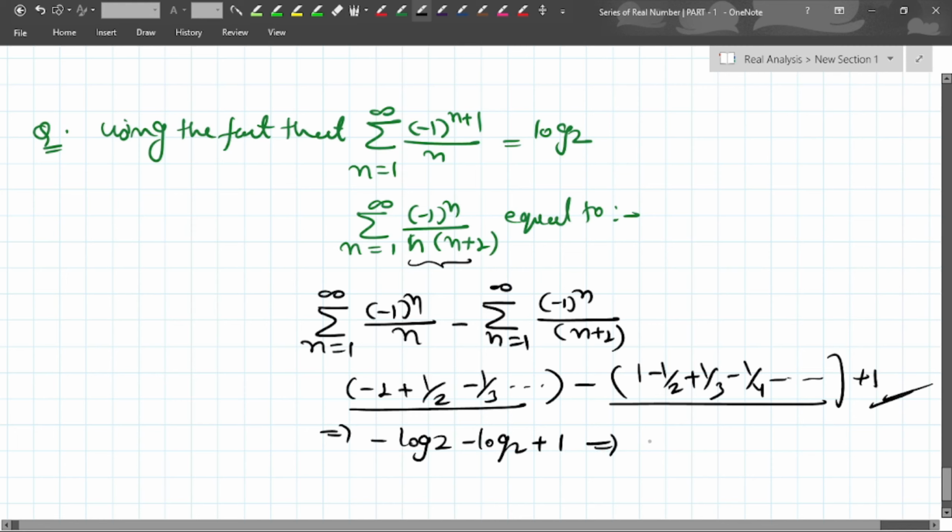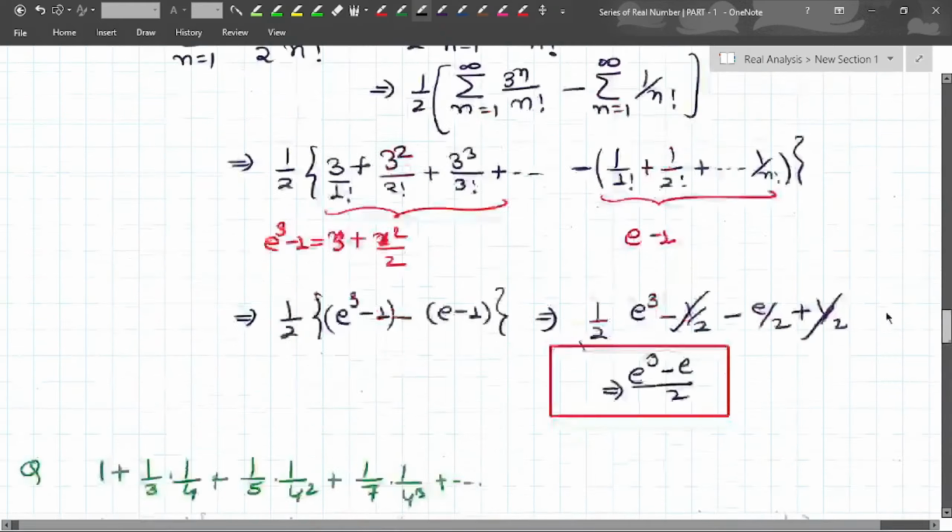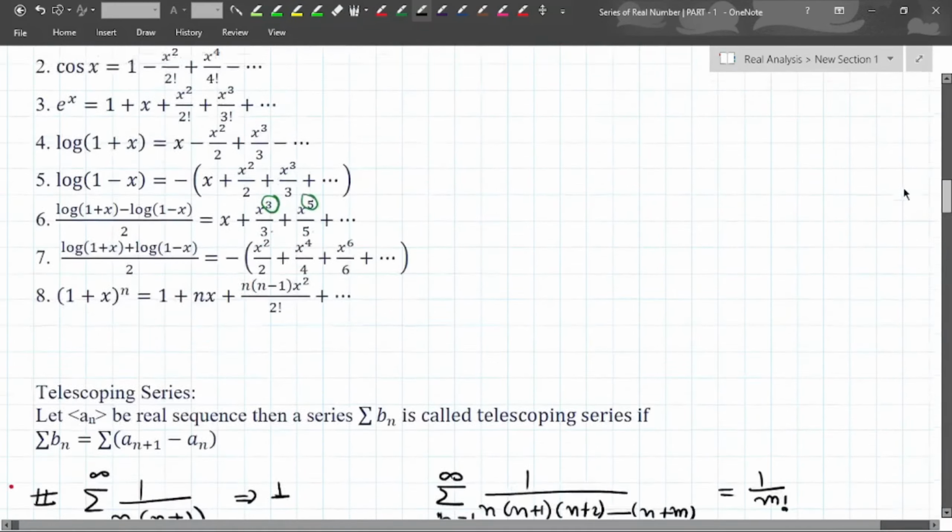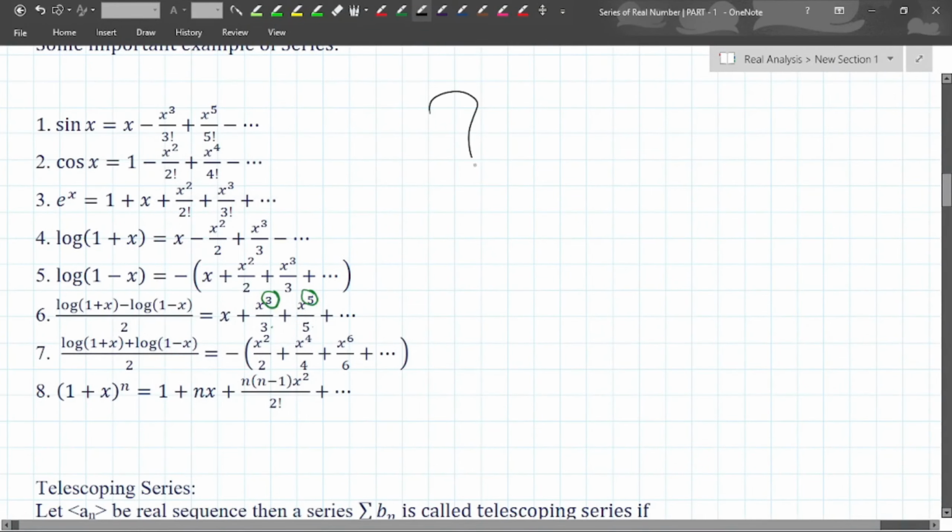This is nothing but, let's say, 1 minus log of 4, or rather 1 minus 2 log of 2. That is nothing but log of 1 minus log of 4. This is the result. Using these series, these general series, we can solve any of the questions. Okay, this is very much important here.